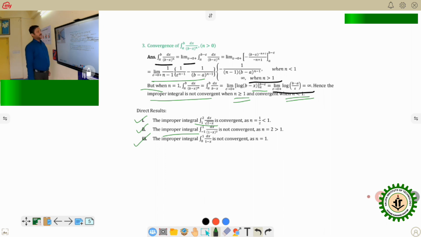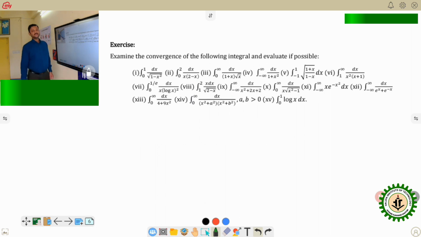And with the help of these three results, and also with the properties that we have discussed on how to find the convergence of improper integrals, we can have this exercise. So this we are keeping as an exercise. You can try it yourself.